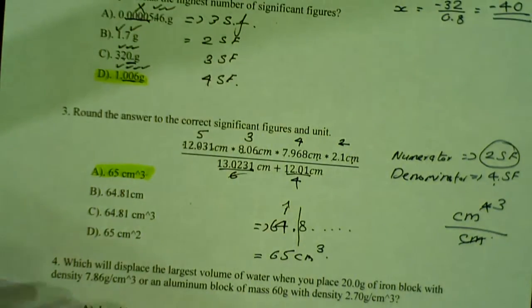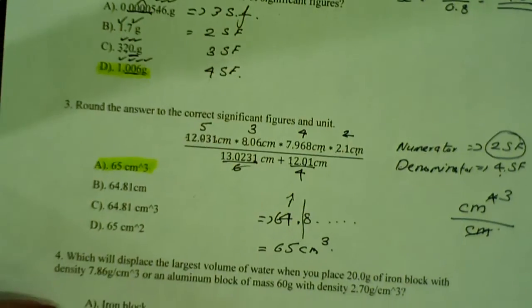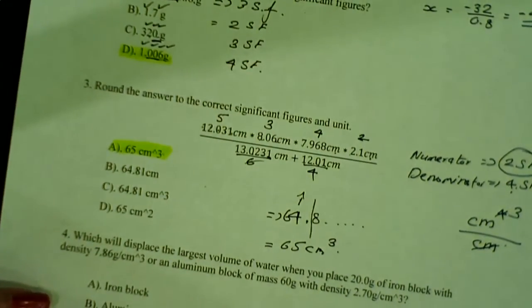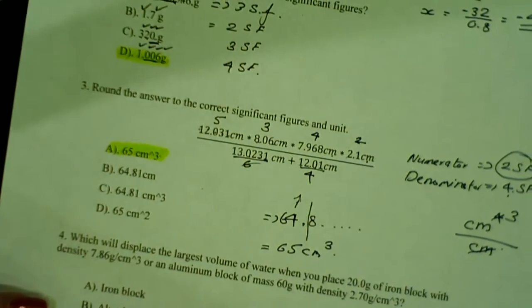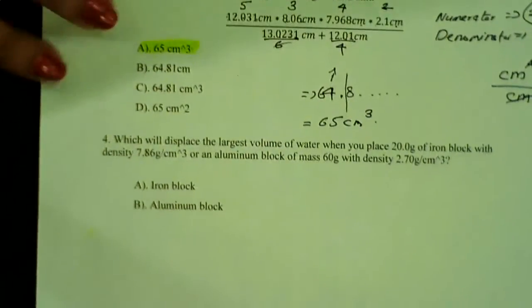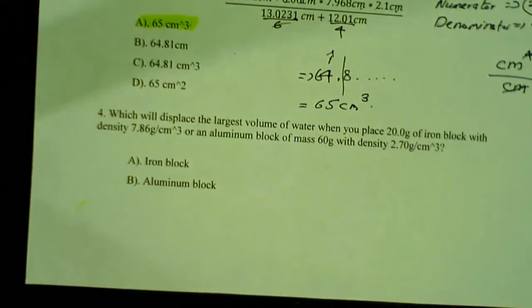You guys are okay? So with division, is it the lowest number of figures too? Yeah, multiplication and division, lowest number of significant figures. Addition and subtraction, lowest number of decimal places. Just give me a second.